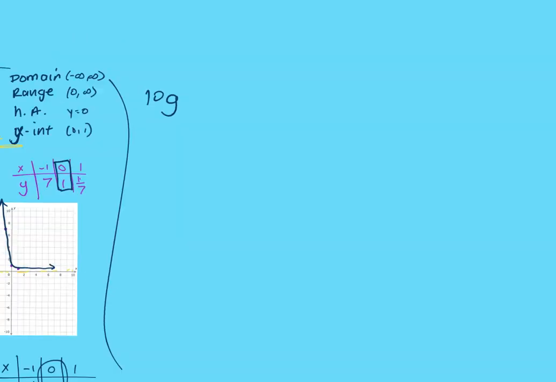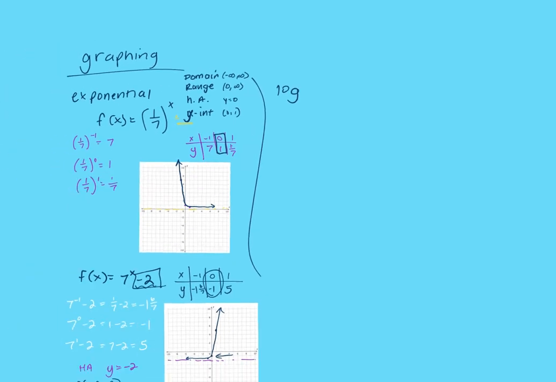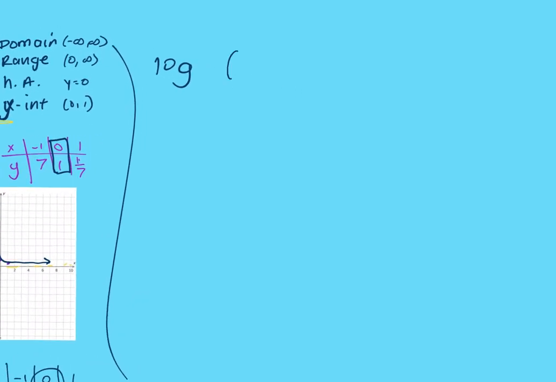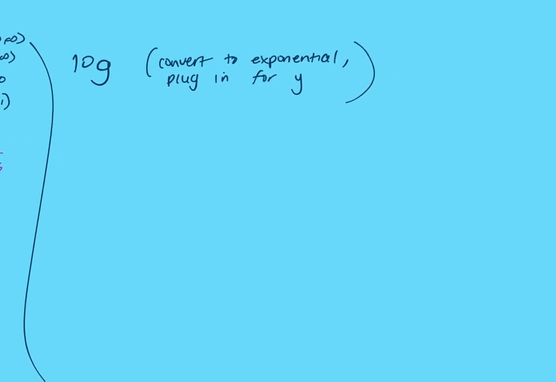Okay, then you had log graphs. So for log graphs, we convert to exponential and plug in for y. It's also going to ask you domain. This time the domain is restricted. Range is going to be all real numbers on the logs. It's going to ask you for the vertical asymptote, and it's going to ask you for the x-intercept.